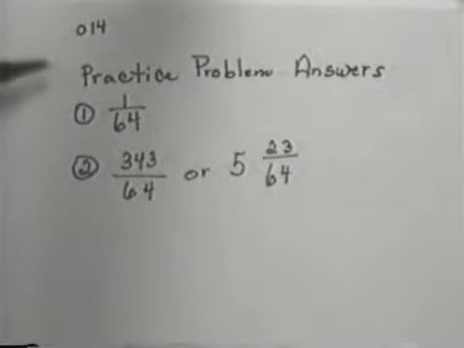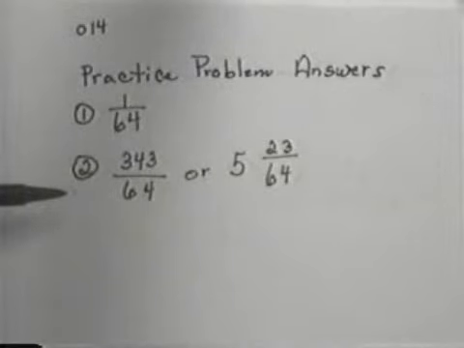The practice problem answers are number 1, 1/64, number 2, 343/64, or if you want to make it a mixed number, you would have 5 and 23/64. If you disagree with one of these answers, you need to stop the tape and find a tutor or an instructor to look at your problem and see what you've done wrong.